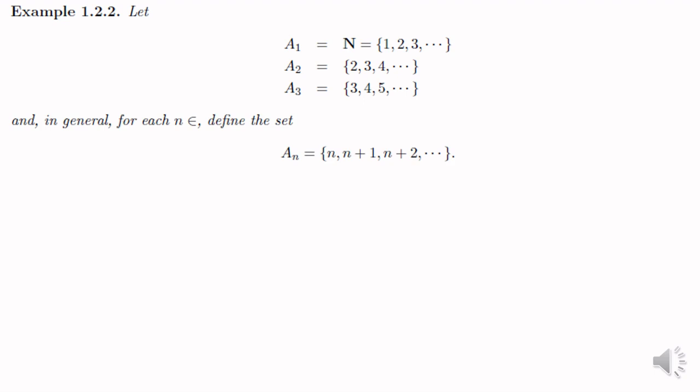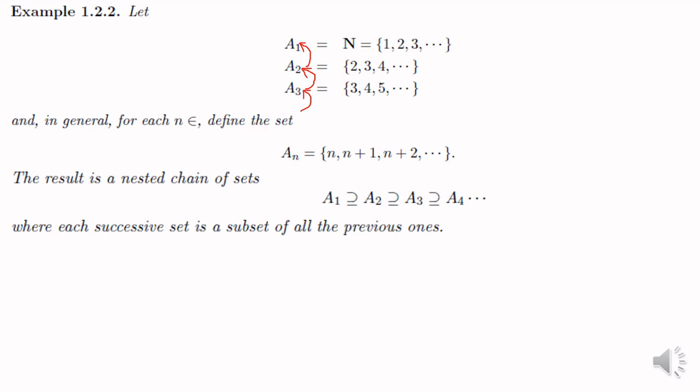So if you look at this, each An is an infinite set, and you can see that A1 contains A2. That means all the elements of A2, 2, 3, 4, etc., are in A1. All the elements of A3 are in A2. All the elements of A4 are in A3, like that. So this forms a nested chain of sets. A1 contains A2, contains A3, contains A4, etc.